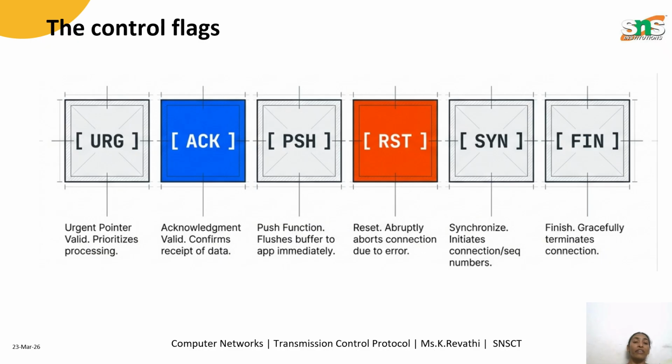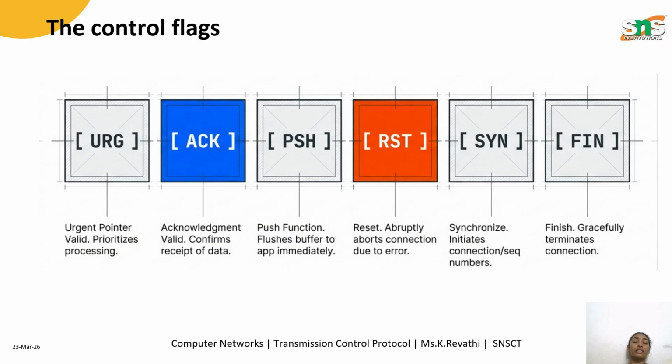These are the control flags used in the TCP header. The common flags include SYN, which is synchronization. It indicates the start of the conversation between the sender and receiver. The next is ACK, that means acknowledgement, which acknowledges received data. The next control flag is FIN, which indicates the end of the connection between the sender and receiver. The next is RST, that means reset connection.